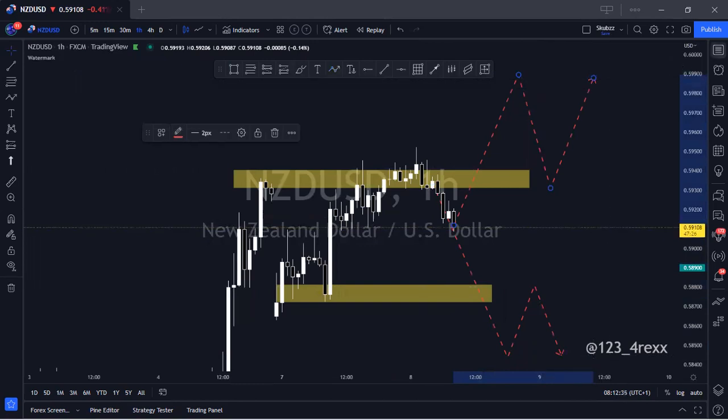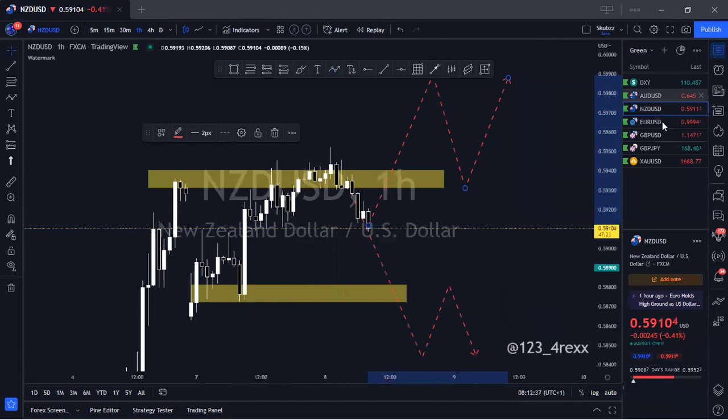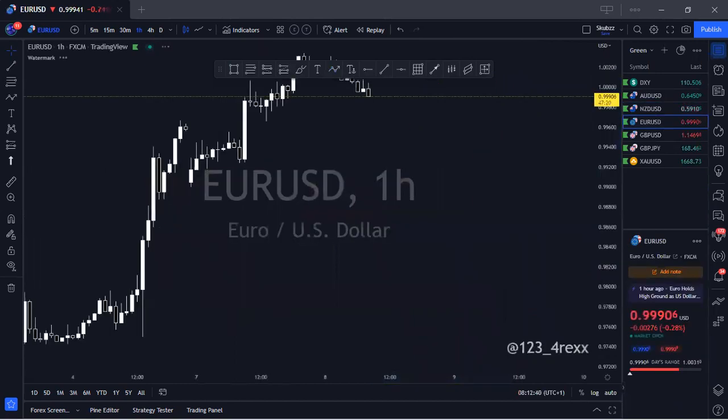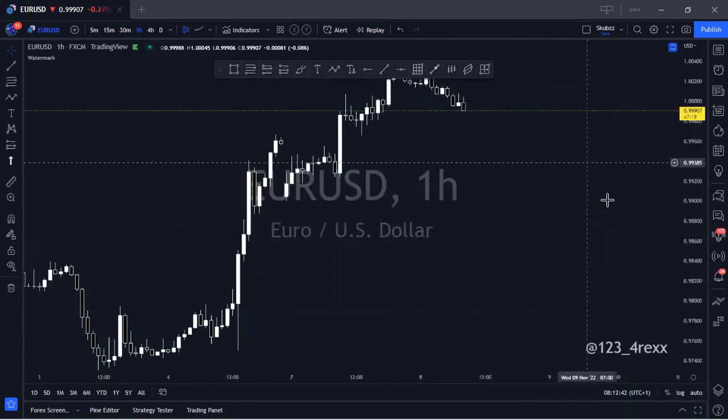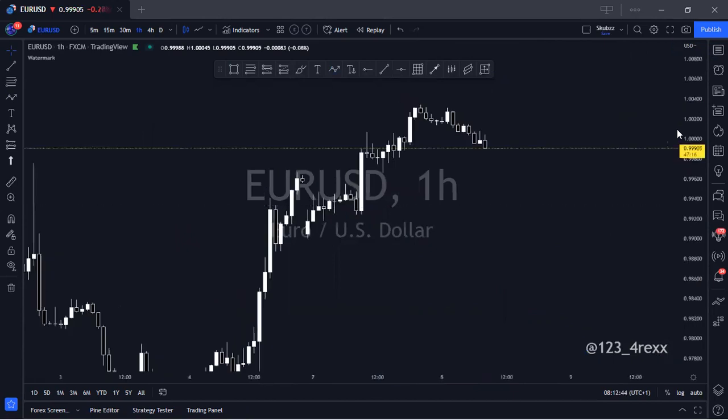Now, Euro USD. Let's see, what do we have on Euro USD? I think it's all these other USD pairs that are actually interesting.